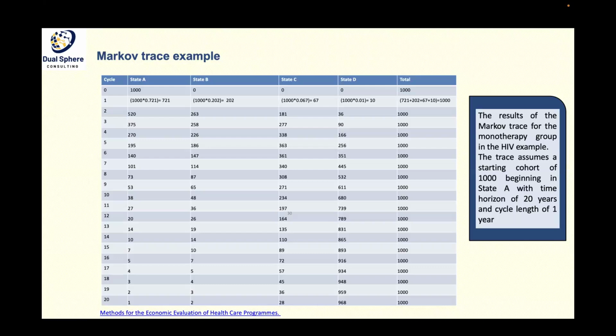So these are the results of the Markov trace for the monotherapy group in HIV. This is an example. The trace assumed that a starting cohort of 1,000 patients were beginning in state A with a time horizon of 20 years. This is an assumption, but you may have different patients at different health states based on how you want to showcase your model. Okay, next slide, please, Richa.